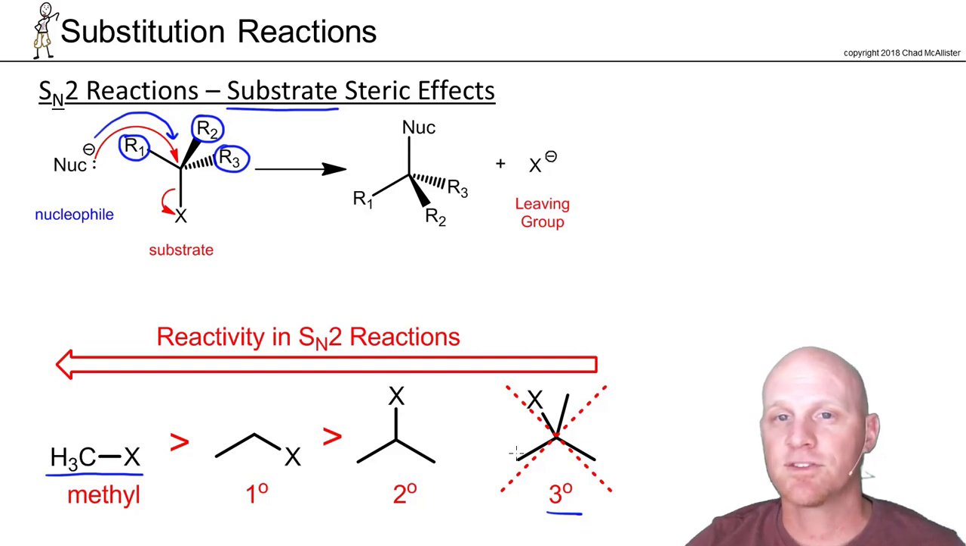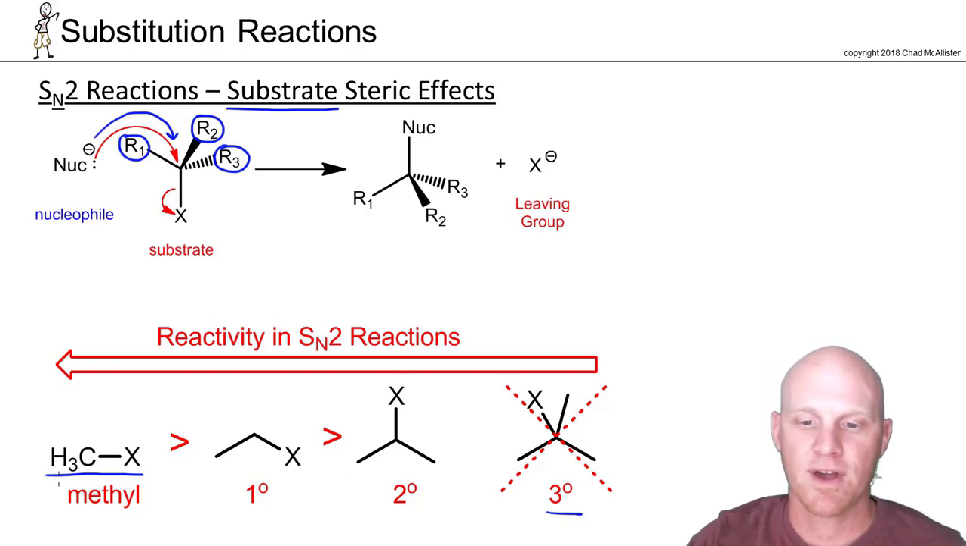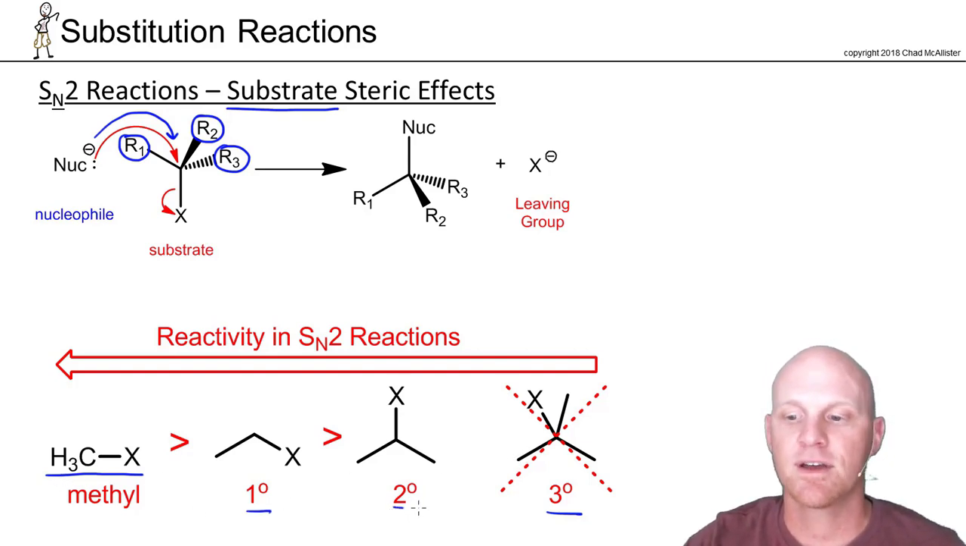So tertiary halides do not do SN2 reactions. Methyl halides are the fastest, then primary, then secondary are kind of slow, but they'll still happen. Tertiaries don't happen at all. So that's our first factor affecting an SN2 reaction. Let's take a look at another substrate steric effect here.